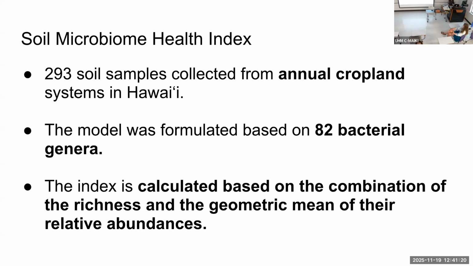And then the way that we calculated this index was not only looking at the richness to know which of these bacteria are present in each sample, but also looking at the geometric mean of the relative abundance, taking a ratio of these two proportions, because this will represent how similar the microbial community of a soil sample is to other soil samples that we have with the different scores.